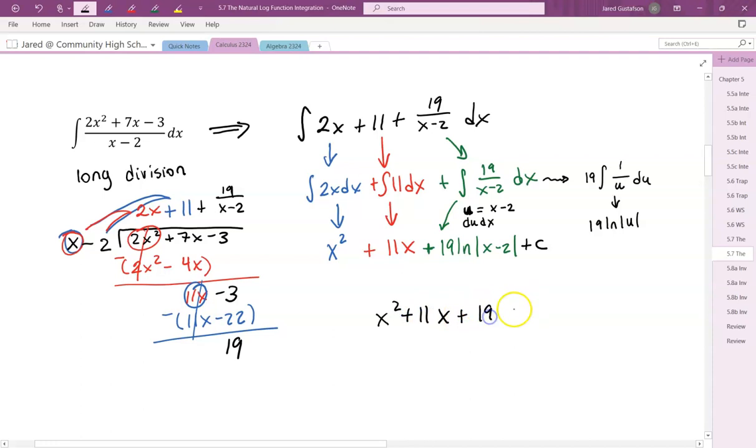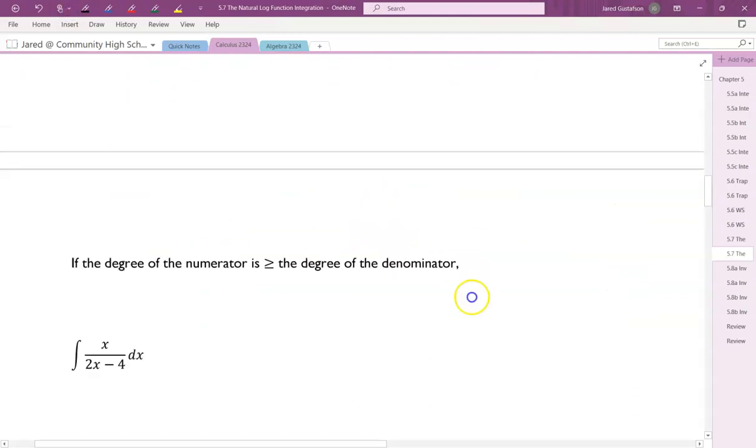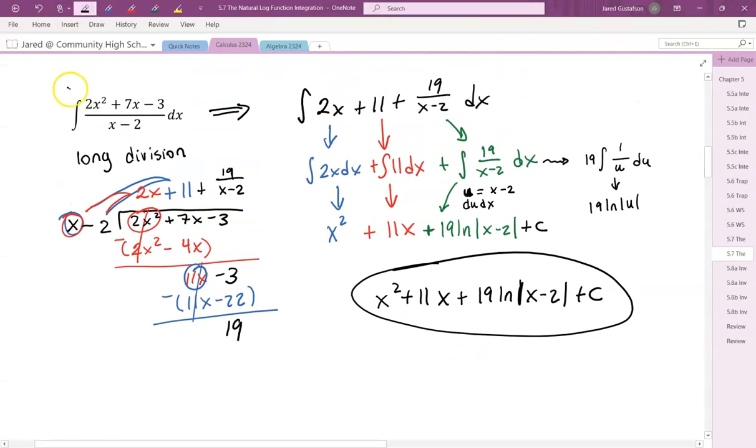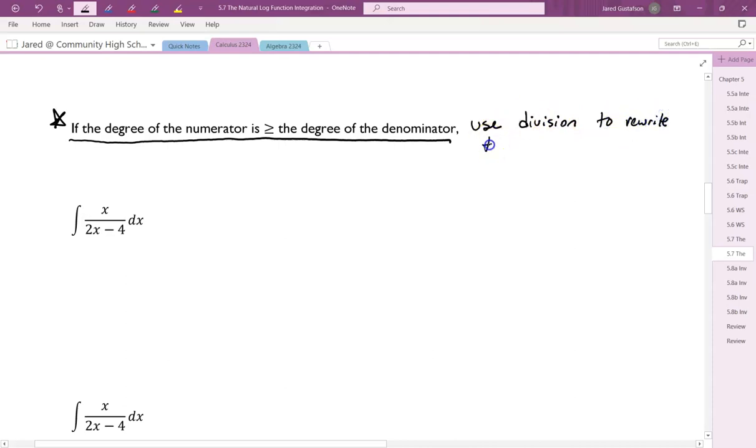So, we're going to write a note to ourselves at the top of the next page here. Looking at this problem one more time, you will notice our bigger power on top. So when you flip over, note this thing at the top of the next page. If the degree of the numerator is greater than or equal to the degree of the denominator, what are we going to do? We're going to use division. Long division, synthetic division, to rewrite the integrand.